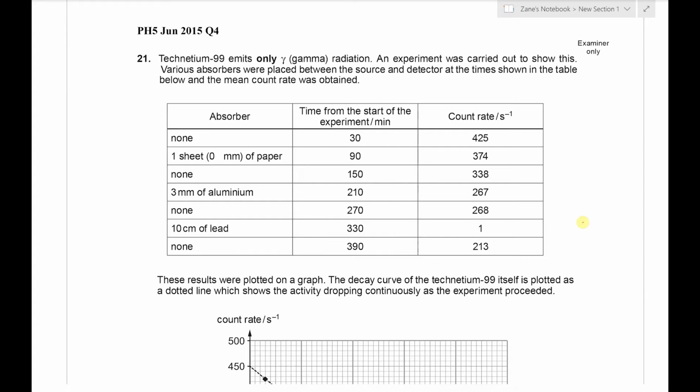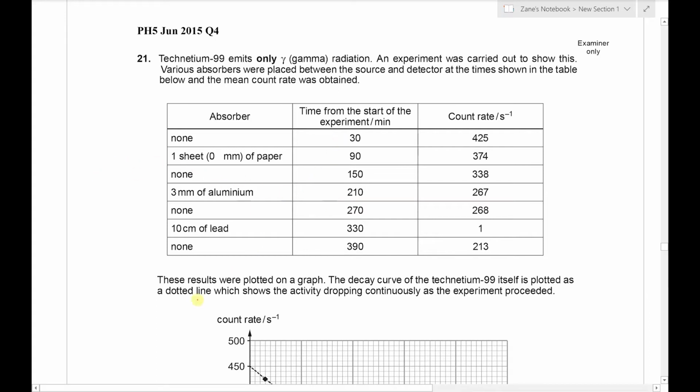This is question 4 from June 2015's Unit 5. It's a radioactivity question, which nowadays is found in Unit 3. Technetium-99m is only emitting gamma radiation. An experiment was carried out to show this, and various absorbers were placed between the source and the detector at the time shown in the table below, and the mean count rate was obtained.